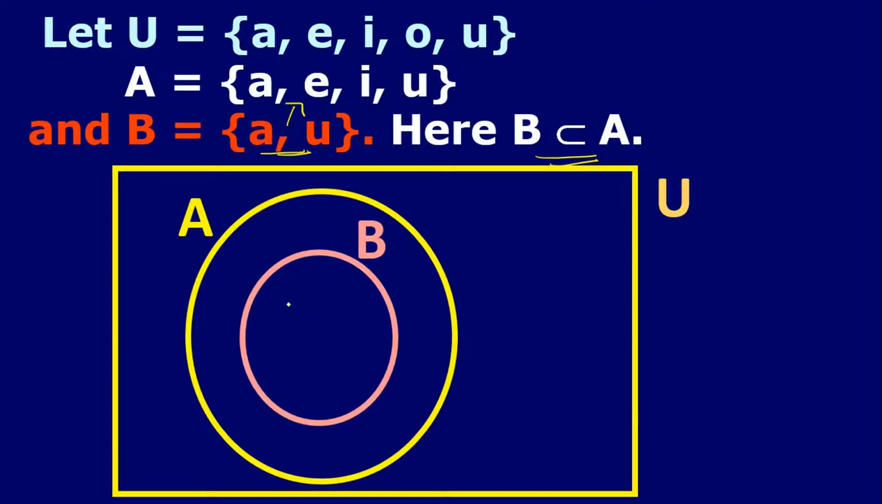Now we write the elements of B. The elements of B are A and U. They are present in both set A and set B. Then the remaining elements are E and I. And the other element is O, which is not present in both set A and B. So in set A we have A, E, I, U. And in set B we have A, U, and O does not belong to set A and set B, but it is present in the universal set. We can represent sets in a Venn diagram like this when B is a subset of A.